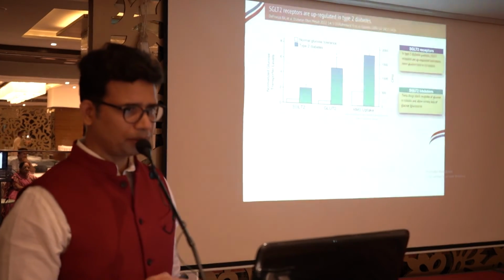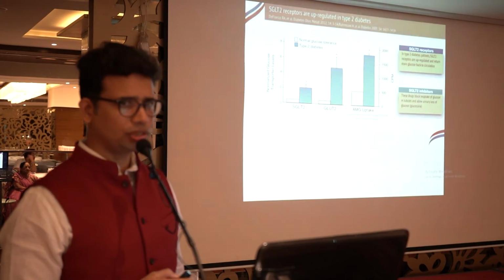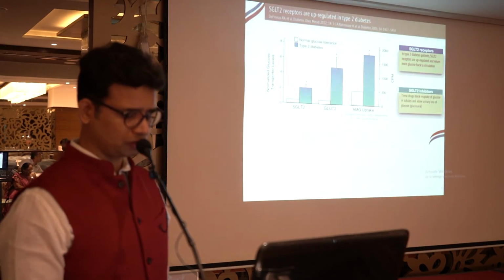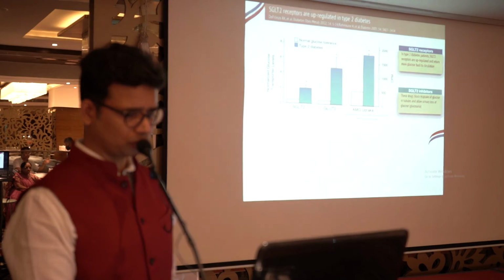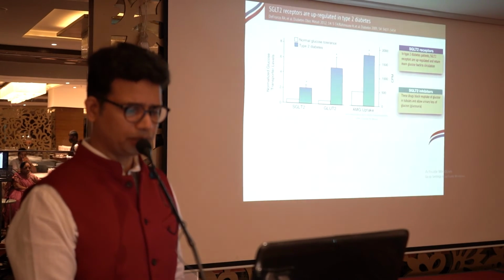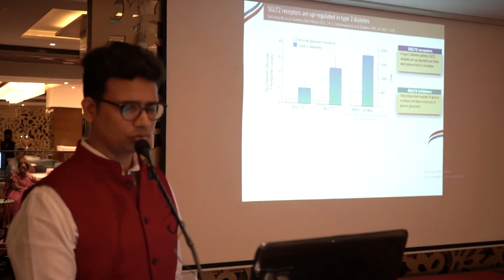So what happens in a diabetic patient? There is upregulation of SGLT2 receptors, and here you can see that because of the upregulation there are increased glucose levels. And what happens when you give SGLT2 inhibitors? These drugs block the reuptake of glucose in the tubules and allow urinary loss of glucose. So this is all. Thank you so much.